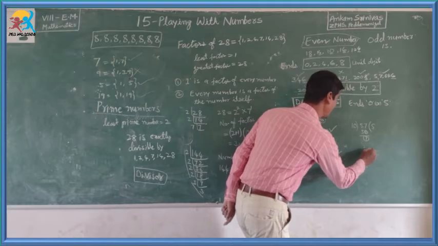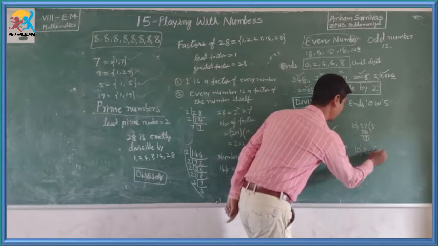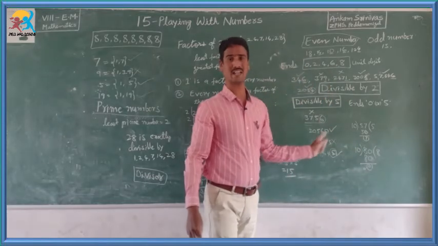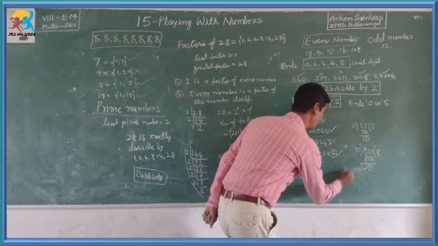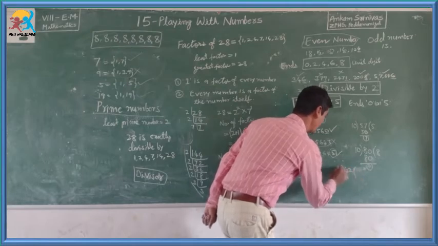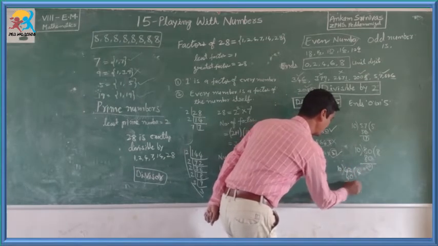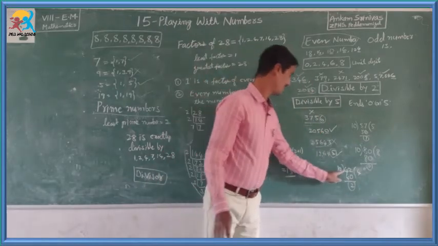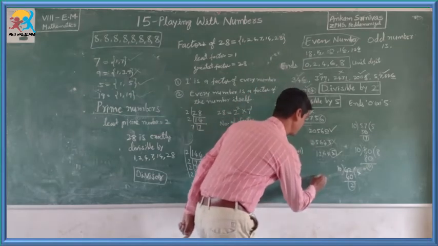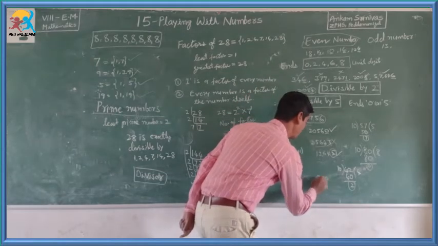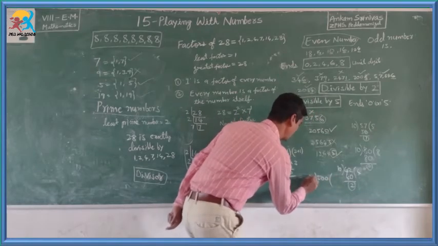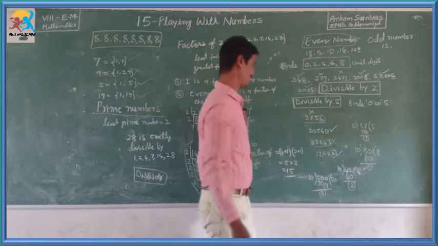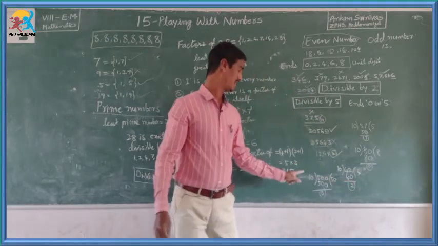If I take 80, 10 8s are 80, so 80 is divisible by 10. If I take 42, 10 4s are 40. What is the remainder? 2. So 42 is not divisible by 10. If I take 510, 10 50s are 500, so the remainder is 0. So 500 is divisible by 10.